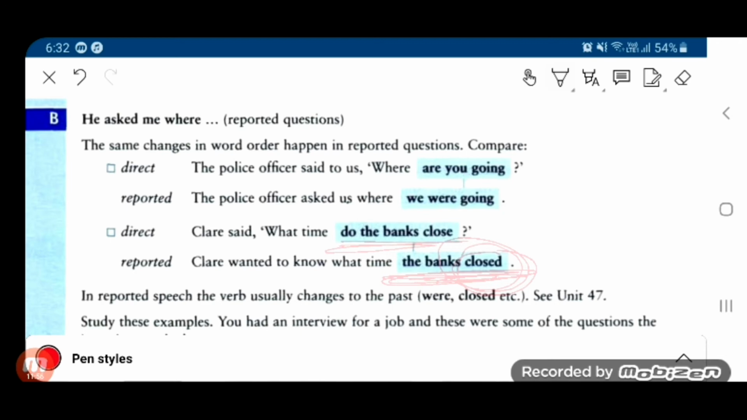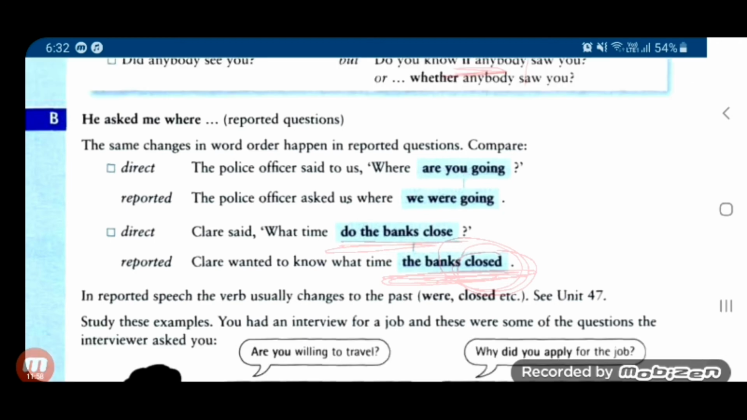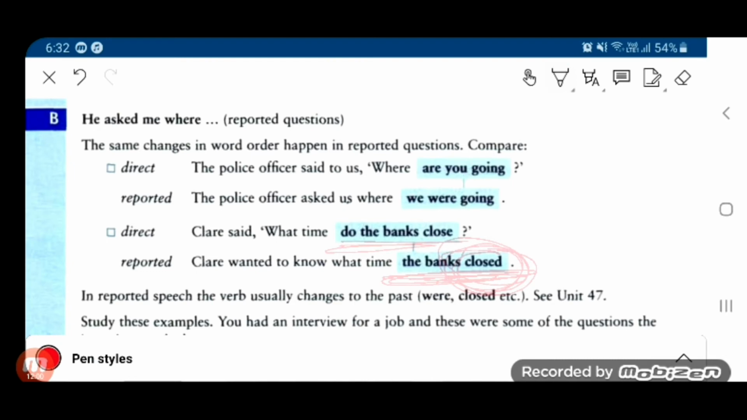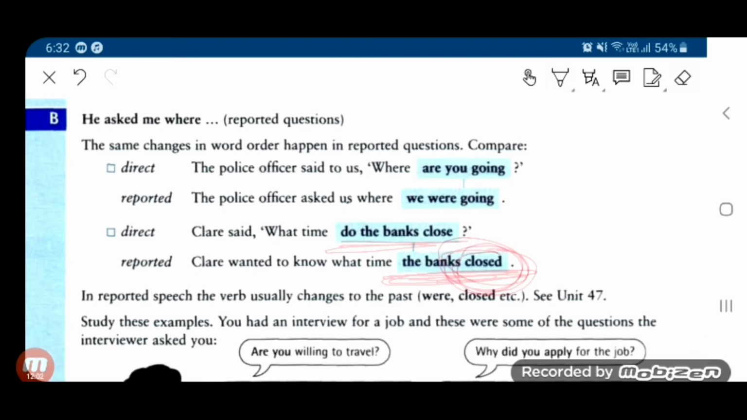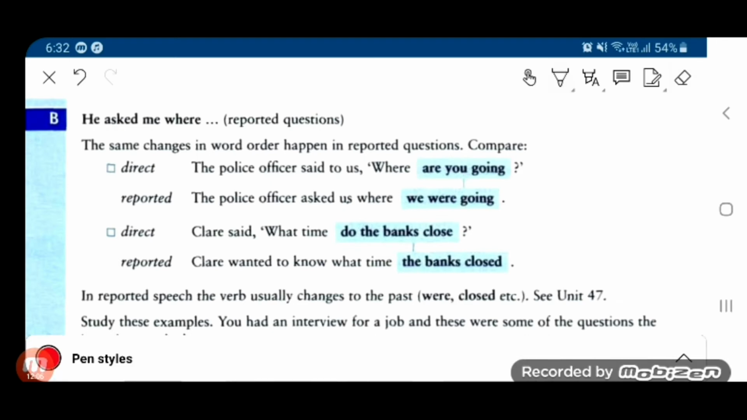Okay, here you can see what I have told you, that is proof over here. So very simple. If you are familiar with narration, you can convert it very easily. But if you are not familiar with narration, you can't do it. So it depends upon you whether you know narration or not.